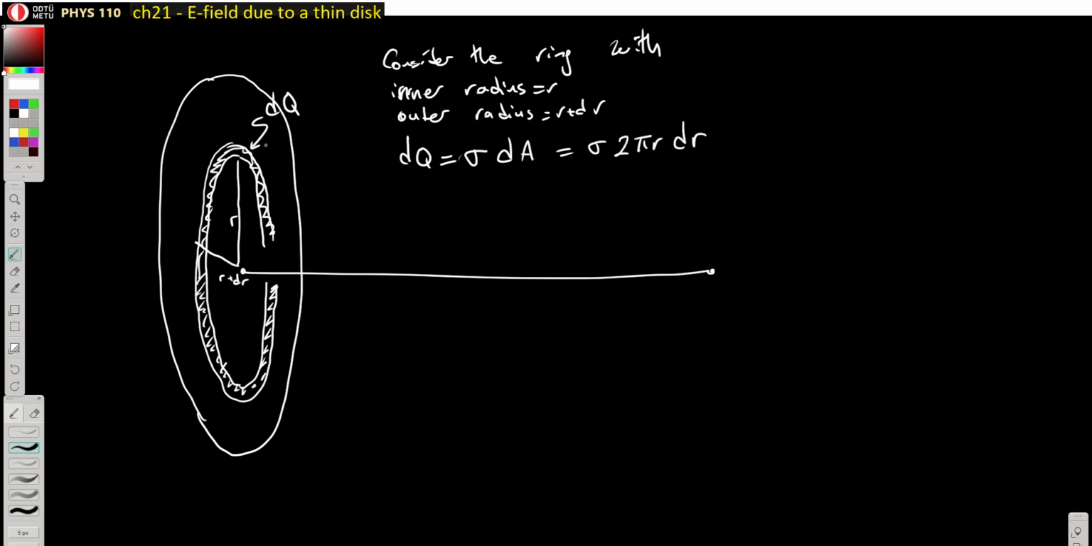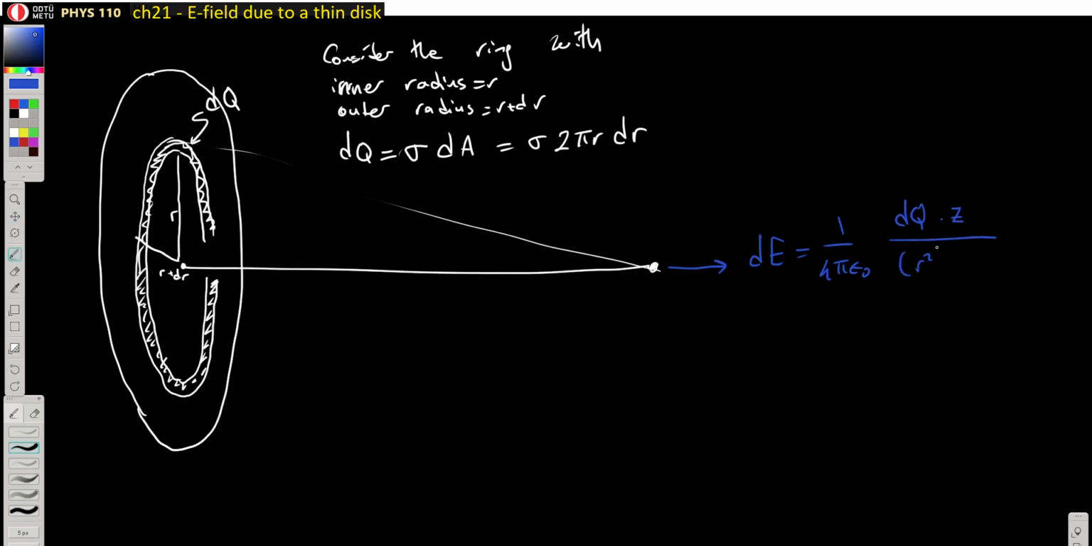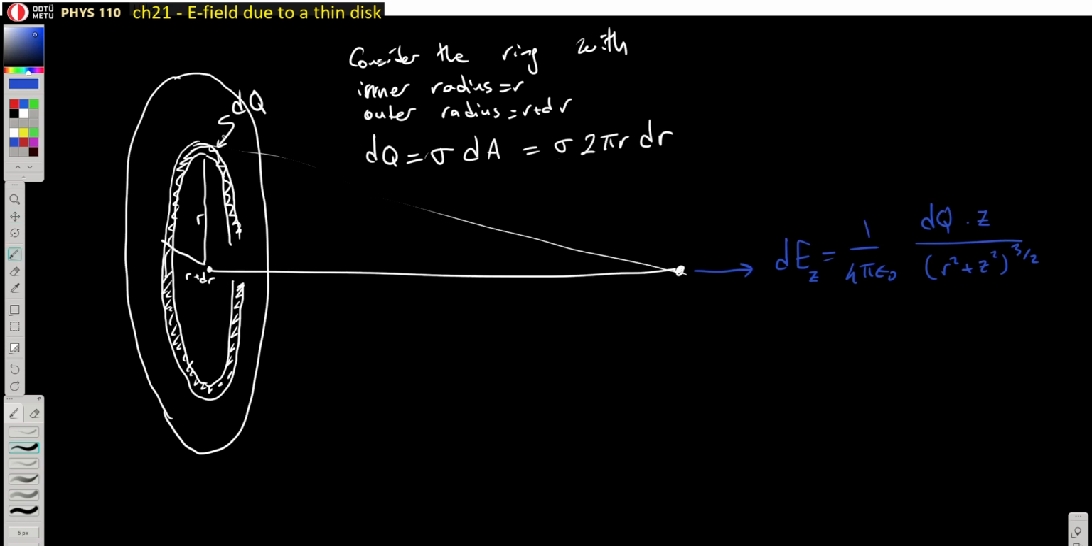And I know that this thing in here, that ring, is going to produce an electric field at that point, which is dE. That's basically due to that charge dq in here, which is given as, I'm just going to write down the formula for the electric field produced by a ring, with radius little r: r squared plus z squared to the power 3 over 2. This is basically the z component of the electric field, but it's also the same as the electric field produced by the whole ring in here.